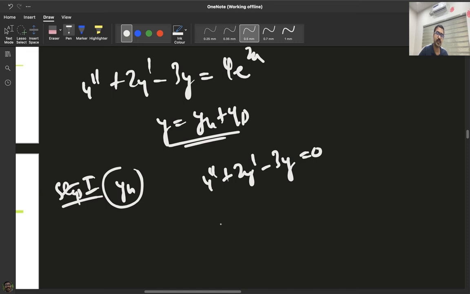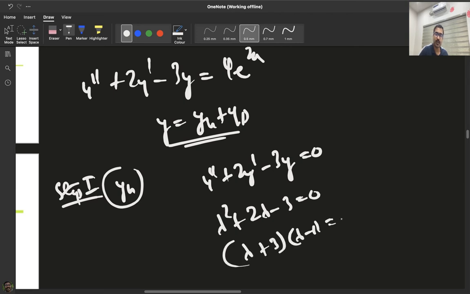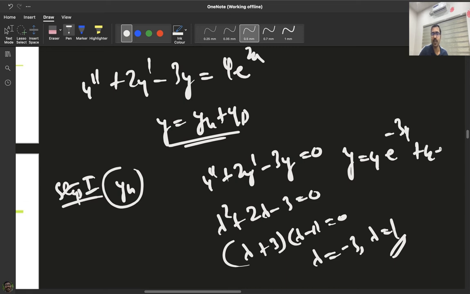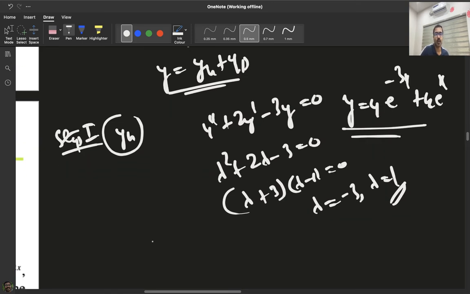You write the corresponding equation, that is lambda square plus 2 lambda minus 3 is equal to 0. Find the roots of lambda. It is lambda plus 3 into lambda minus 1 is equal to 0. So we will have lambda is equal to minus 3 or lambda is equal to 1. So our solution will be of the form y is equal to c1 e raised to minus 3x plus c2 e raised to x. All this we have studied in our previous sessions. So you know how to solve that. So now you have found yh, which is simply c1 e raised to minus 3x plus c2 e raised to x. I hope this much is clear.